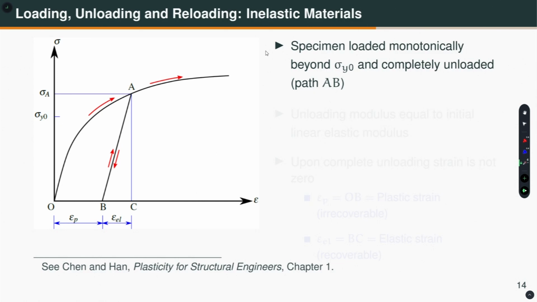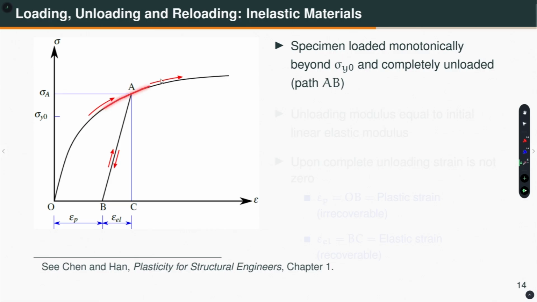I am showing you a better schematic of inelastic material. This is sigma versus epsilon. Let us say this is my initial yield stress. Initial yield stress means the one, let us say, we have calculated using the 0.2% offset method. Now, I have taken the specimen and I am loading it monotonically. I have taken it beyond sigma y0.